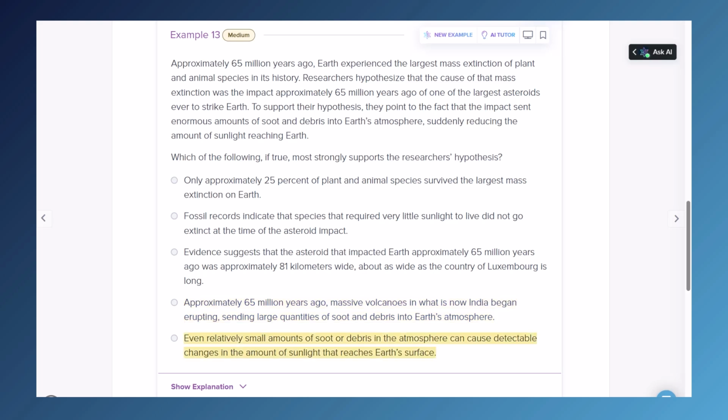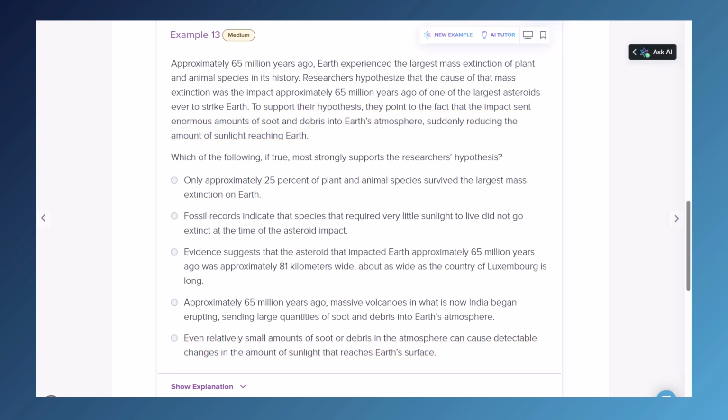And E. Even relatively small amounts of soot or debris in the atmosphere can cause detectable changes in the amount of sunlight that reaches Earth's surface. This confirms the premise about how these enormous amounts of soot and debris suddenly reduce the amount of sunlight reaching Earth, but we already know that they suddenly reduce the amount of sunlight reaching Earth, so that is not helpful.